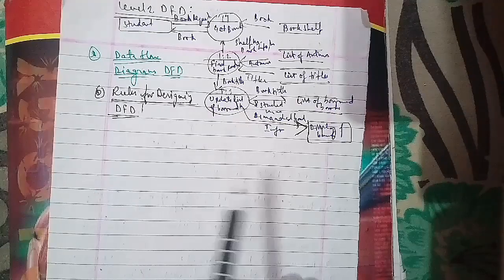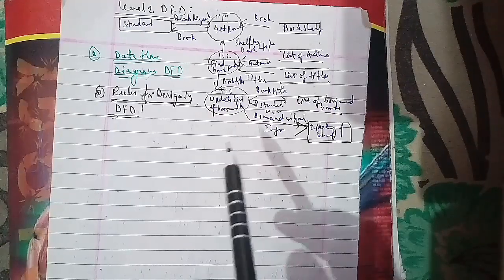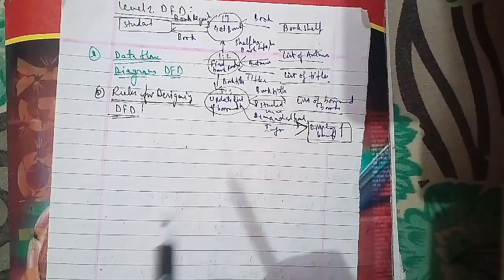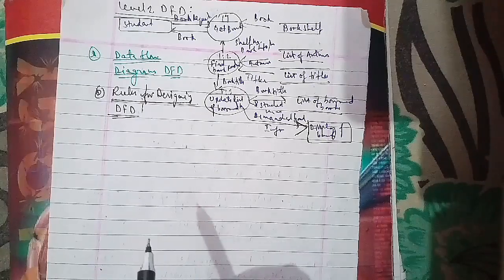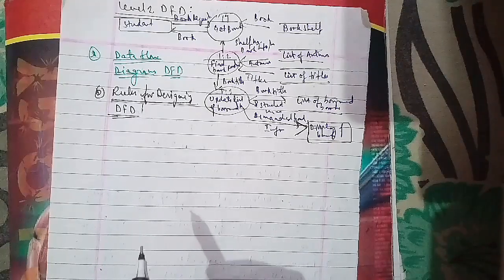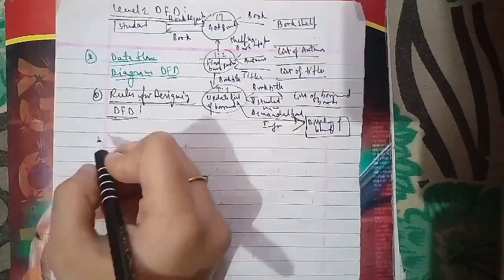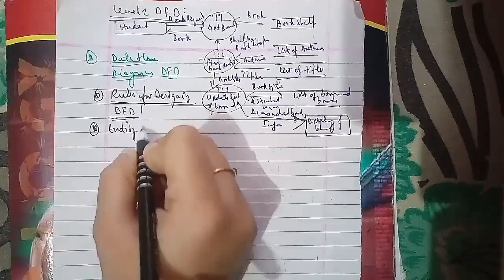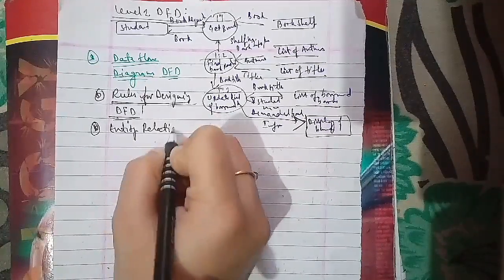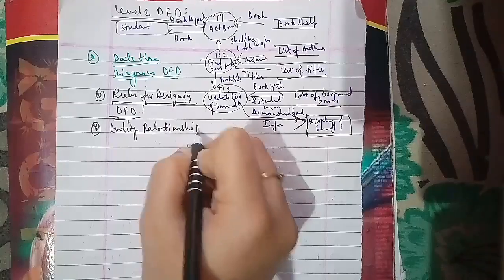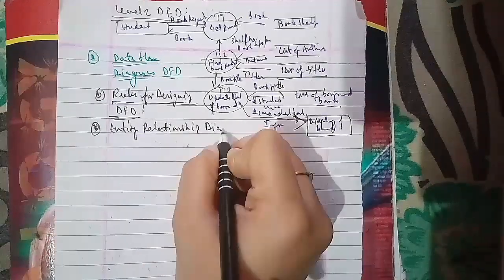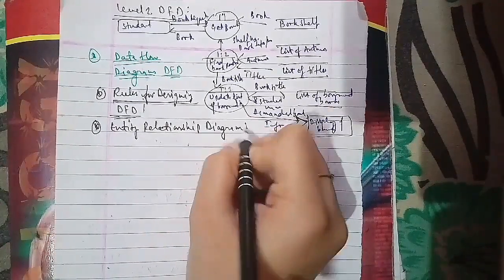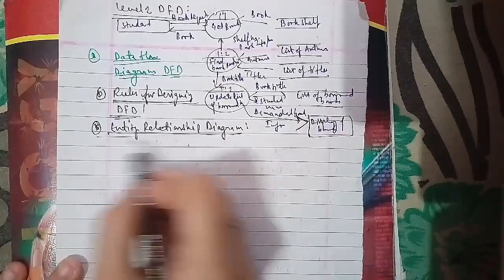This is an entity, and we have a relationship. This is called attributes. Then we have entity, we have attributes, then we have relationship, and then we have entity, and then of course we have attributes.